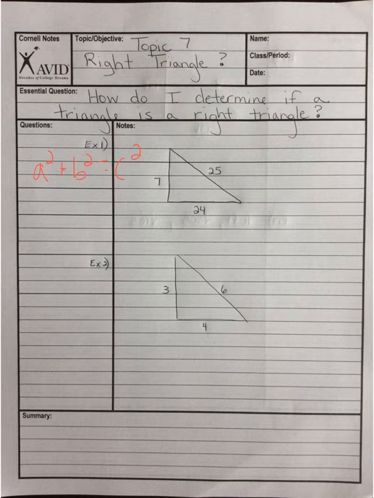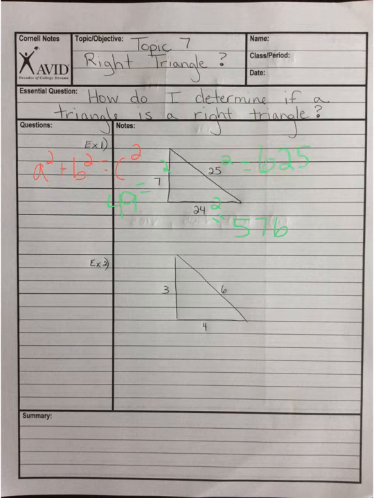And so if I go through and square all these sides, if I have 7 squared, I know that's 49. If I have 24 squared, I know that value is 576. What are you doing? You're taking 24 times 24. And if I square the number 25, I get 625.